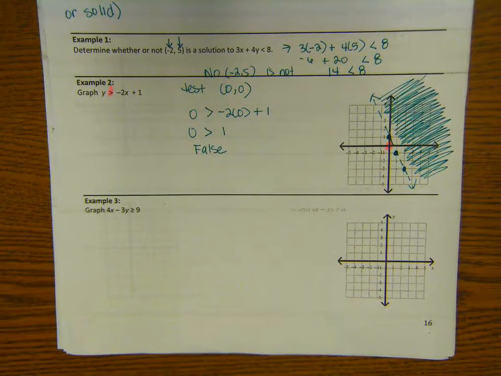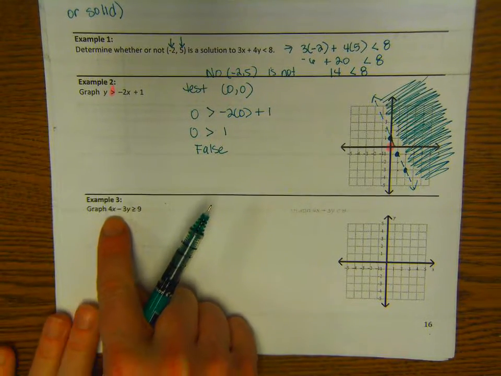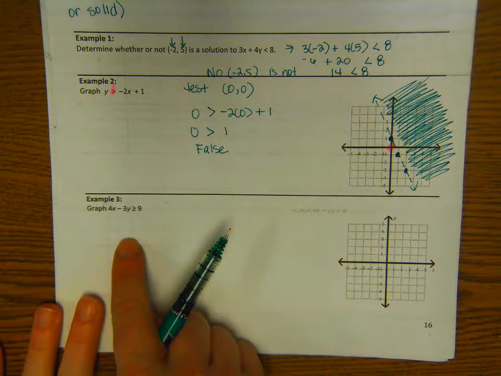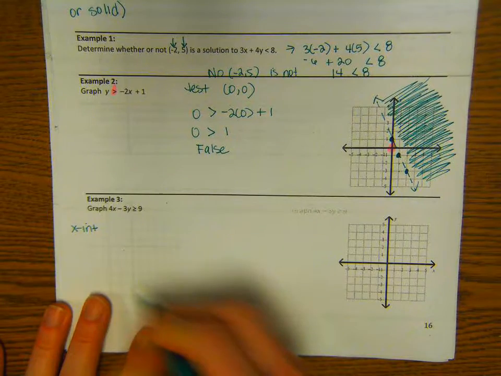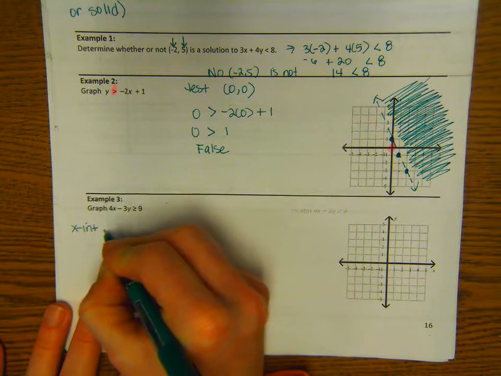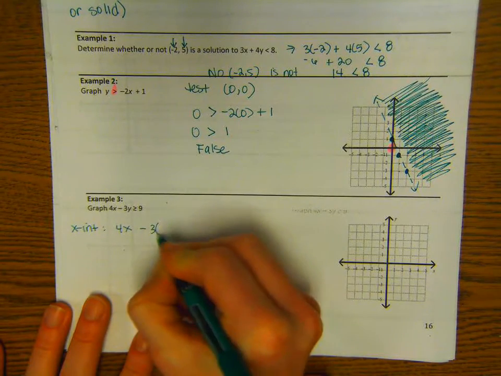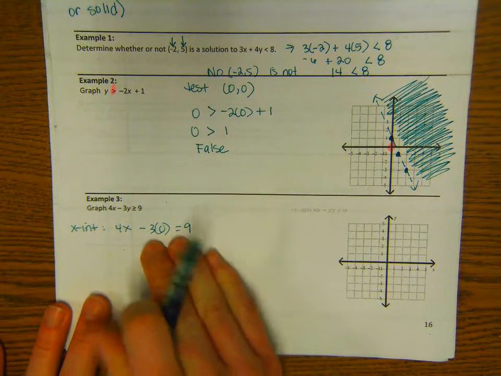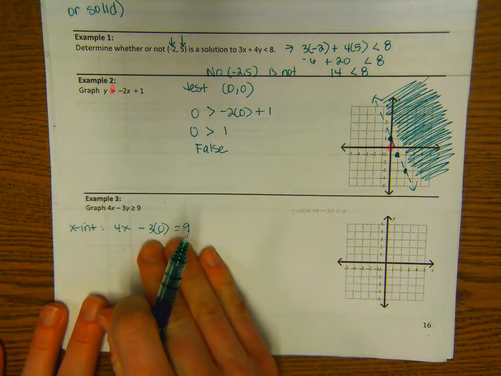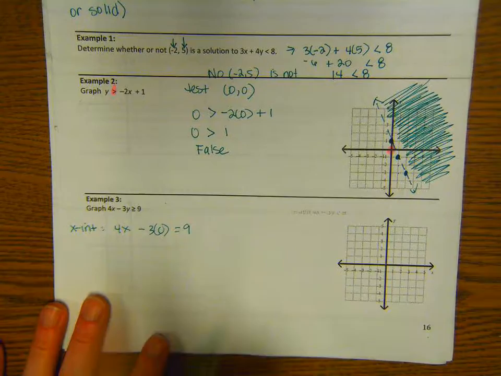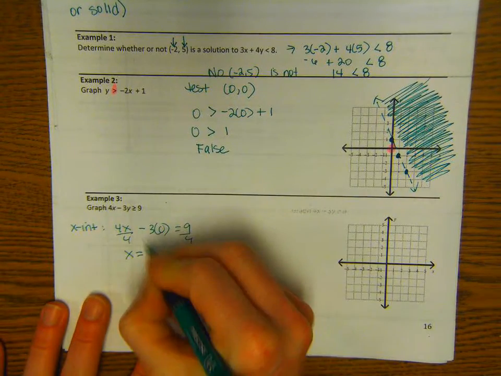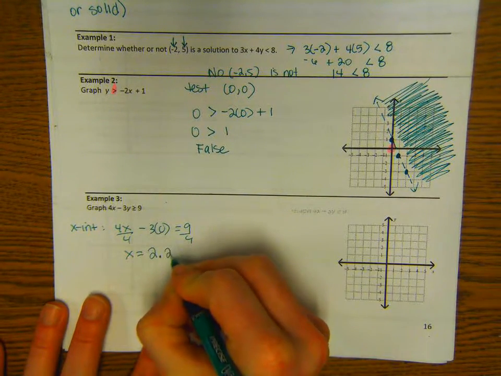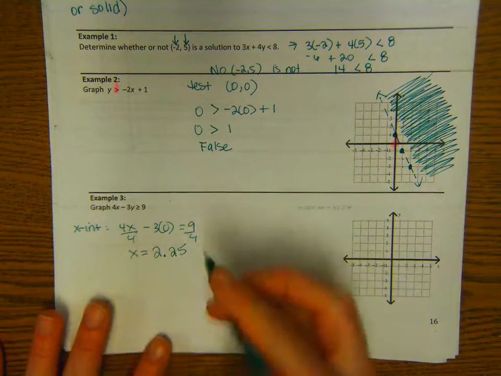Alright, so let's check another one. For this one, you can change it to slope-intercept form, but I'm going to use the intercept method. So I'm going to find the x-intercept and the y-intercept. I'm going to put 0 in for y, and I'm going to pretend like this is an equal sign, only because I'm graphing the boundary line. When I'm graphing the boundary line, I pretend like it's equal, but then I address that in the shading. So I get 4x equals 9, divide by 4, x equals 2.25. Okay, so that's the x-intercept.